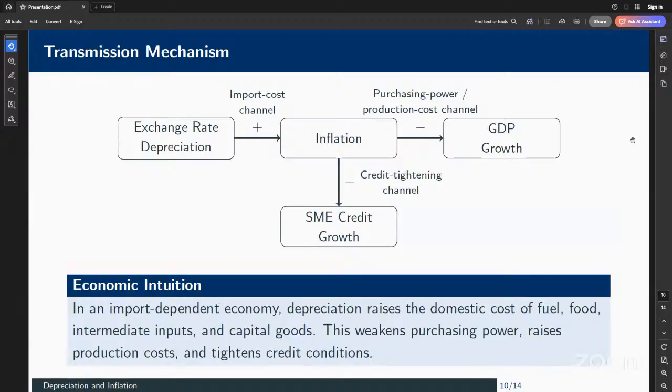This slide summarizes the economic mechanism. The story is not simply that depreciation directly reduces growth. The mechanism is more indirect, actually. The depreciation increases the domestic cost of imports, as we all can expect. For Sri Lanka, this matters because the economy depends heavily on imported fuel, heavily on intermediate goods, heavily on capital goods. So this creates inflationary pressure. Higher inflation then weakens purchasing power and raises the production cost. At the same time, credit contraction tightens, especially for small and medium enterprises. So the core transmission mechanism is: depreciation leads to inflation, and inflation then affects growth and credit.